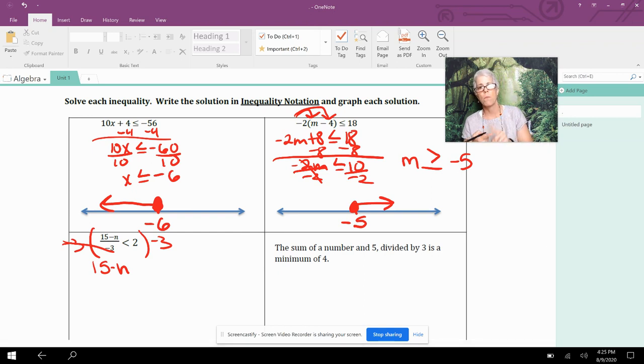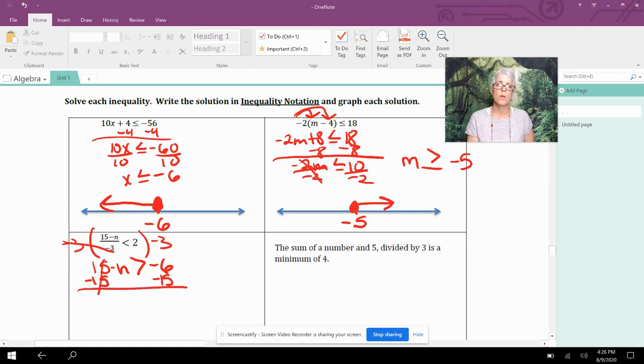If I divide or multiply by a negative, it does what? That's right, it flips the sign. So I have a less than symbol. I'm going to do a greater than symbol. I get -6. Now I'm going to go ahead and subtract 15. This does not say -15. It says minus n. So that 15 is a positive value. So to get rid of it, I'm going to subtract it. -15, -15. I did not multiply or divide by a negative, so we're good, okay?